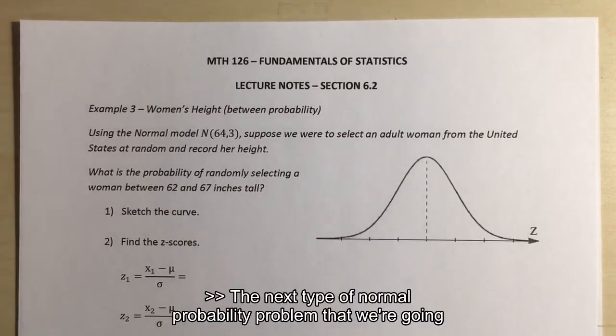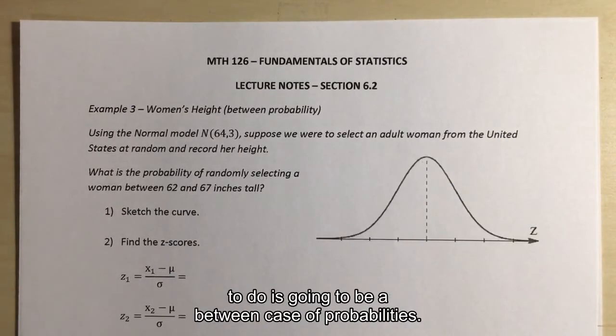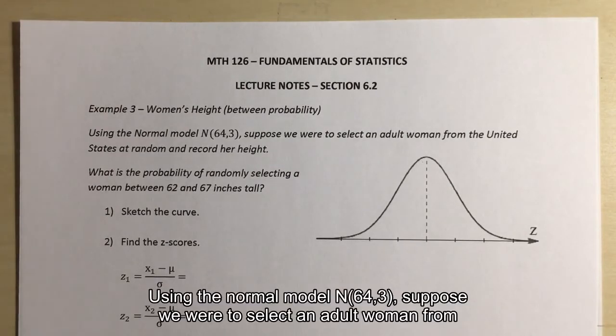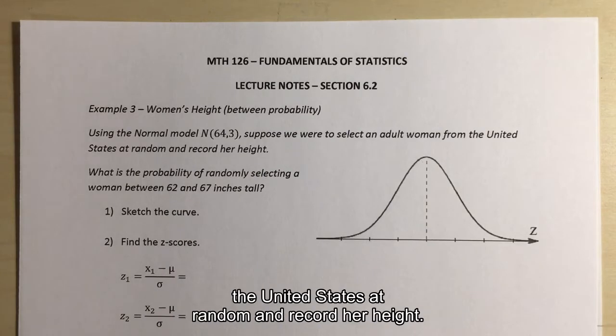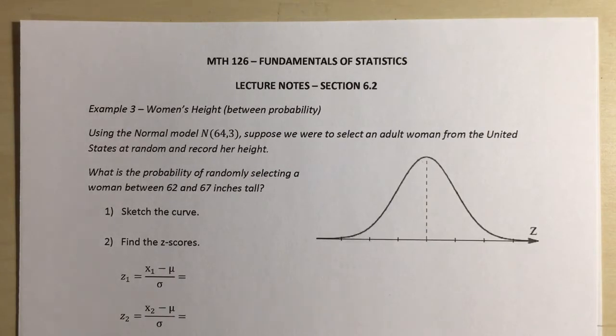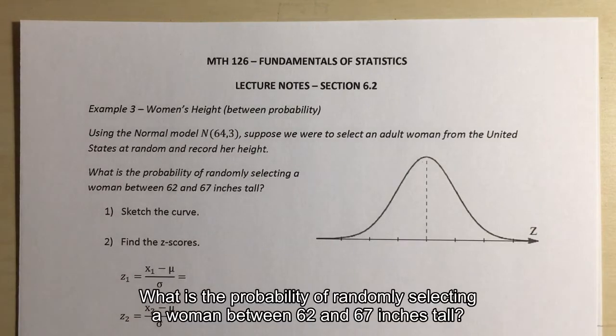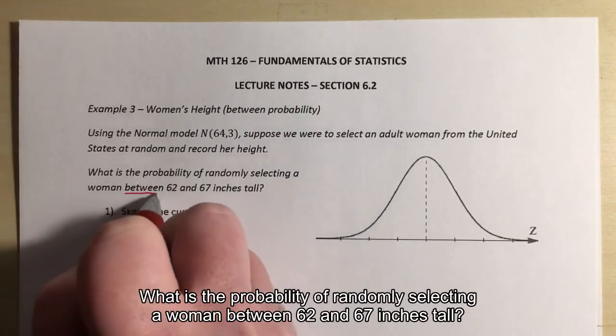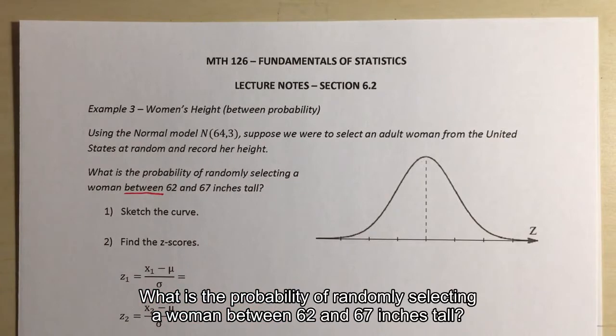Okay, so the next type of normal probability problem that we're going to do is a between case of probabilities. Using the normal model N(64, 3), suppose we were to select an adult woman from the United States at random and record her height. What is the probability of randomly selecting a woman between 62 and 67 inches tall?